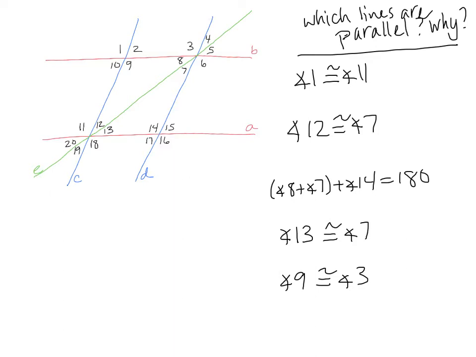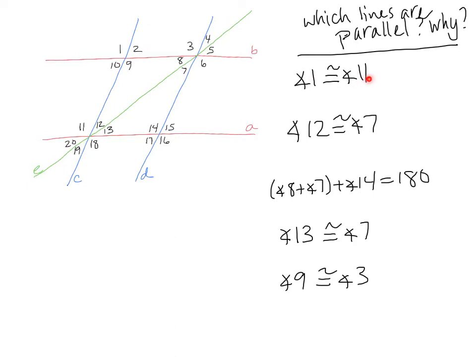This is a good strategy if you're dealing with a question on a test or it's already typed up. You can use a highlighter, and I'll teach you a strategy as we go. But here's the question: which lines are parallel, and then why are they parallel? So a good answer might be like, A is parallel to B because of alternate interior angles.